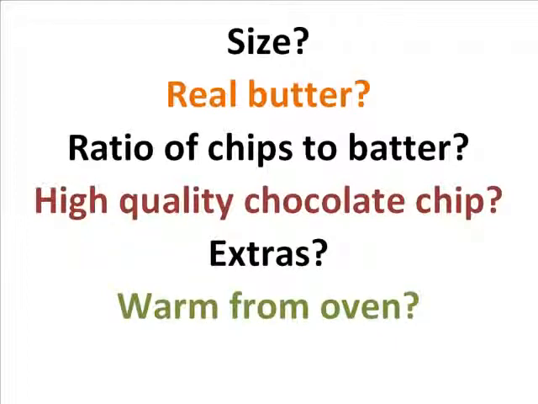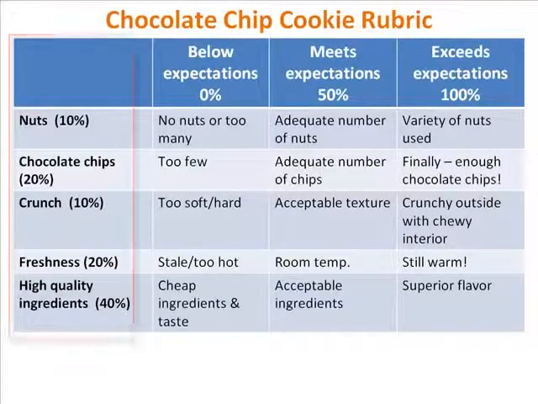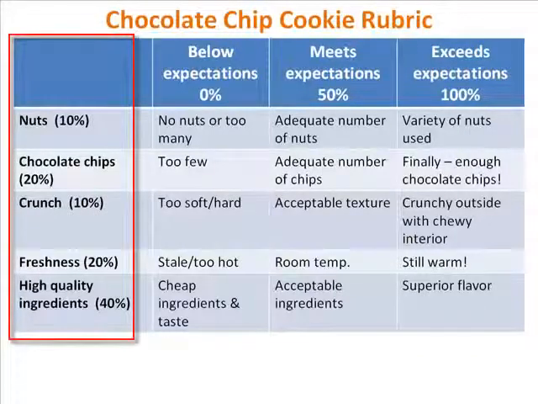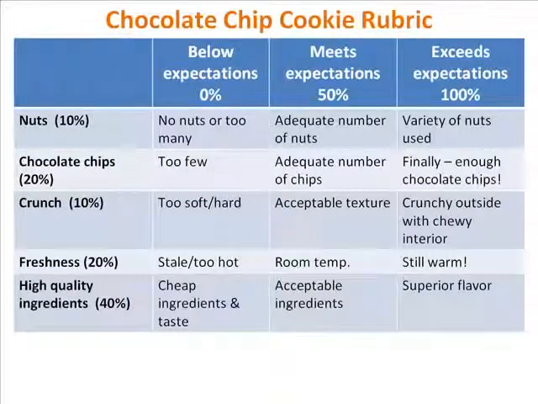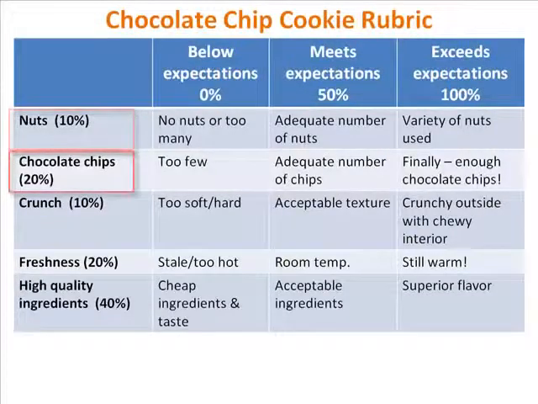All those things help you determine whether or not you like the chocolate chip cookie. Now, a rubric is just a formalized version of the things that go on in your mind. So this might be a rubric to use for a chocolate chip cookie. Now, this is pretty pretend, shall we say. It's just an artificial rubric to try to get a point across here. But you'll see there are columns. Down the left-hand column are the categories: the nuts category, the chocolate chips category, the crunch, freshness, and the ingredients. And each one of those is worth a percentage of the total score this cookie would get. So nuts are worth up to 10% of the cookie's score. Chocolate chips are worth up to 20% of the cookie's score.